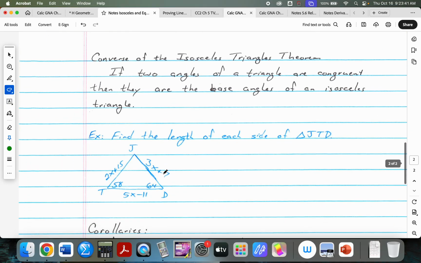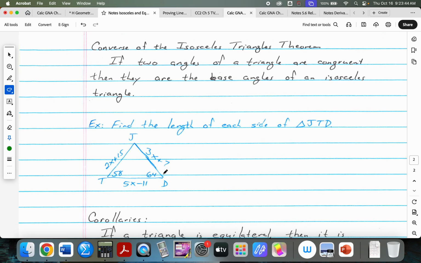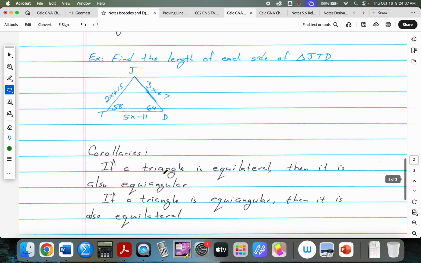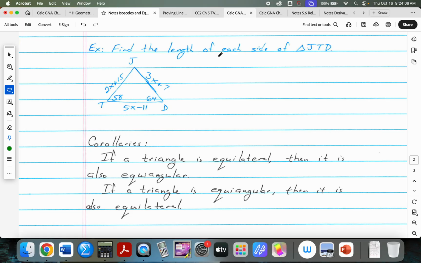All right. Let's go on to the back. It turns out that the converse of the isosceles triangle theorem is also true. If you start off knowing that two angles of a triangle are congruent, then you know that they're base angles of an isosceles triangle. So let's take a look at this problem. Find the length of each side of triangle JTD. I'm given the three sides in terms of x, but the sides of a triangle don't add up to anything in particular.